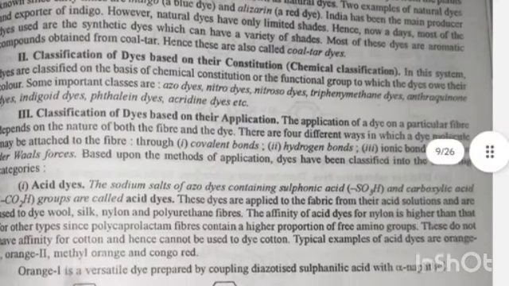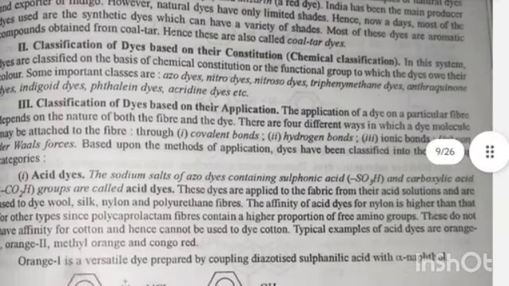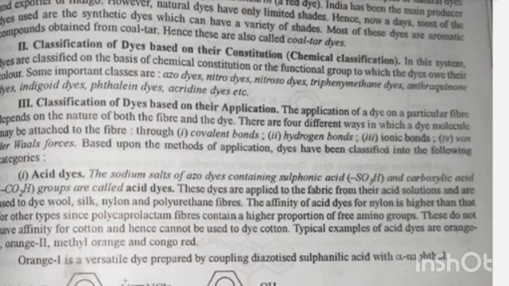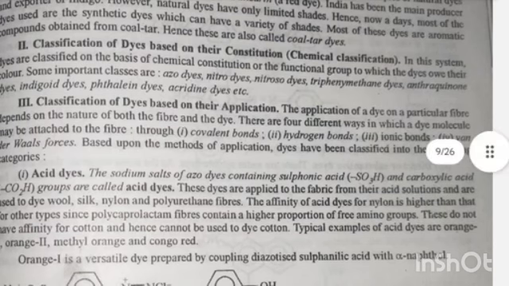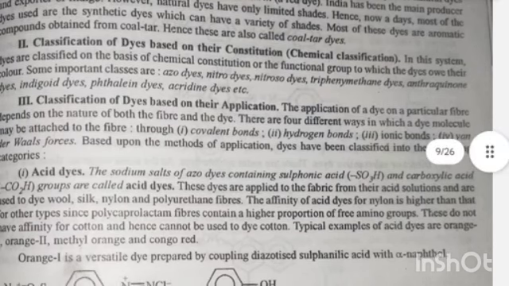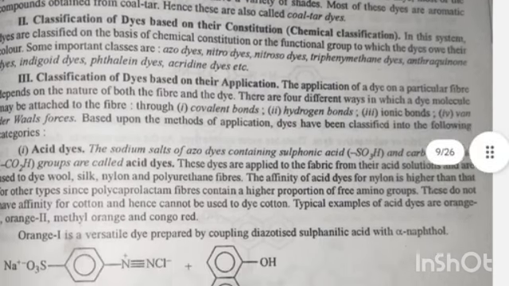However, natural dyes have only limited shades, hence nowadays most of the dyes used are synthetic dyes, which can have a variety of shades. Most of these dyes are aromatic compounds obtained from coal tar, hence these are also called coal tar dyes.